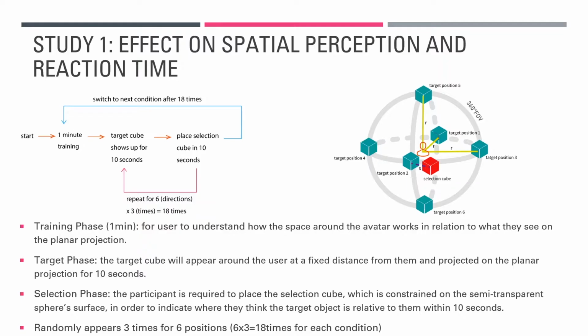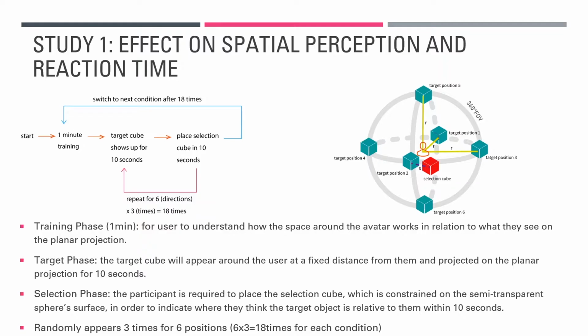Then the target phase begins. The target cube will appear around the user at a fixed distance from them and be projected on the planar projection for 10 seconds. When the target cube disappears, the participant is required to place the selection cube in order to indicate where they think the target cube was relative to them within 10 seconds.